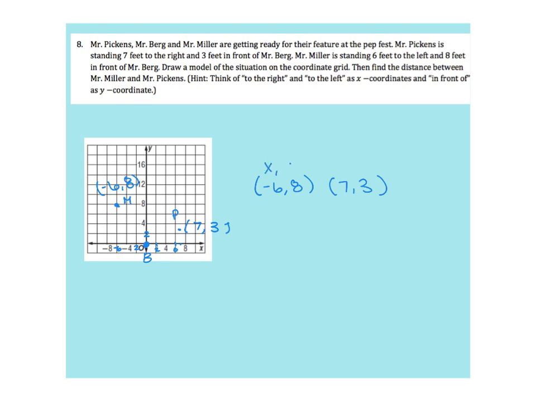Again, we have an x1, y1, x2, y2. We're just going to plug it in. So (7 minus -6) squared plus (3 minus 8) squared. Go into my calculator here. (7 minus -6) squared plus (3 minus 8) squared. I get the square root of 194.